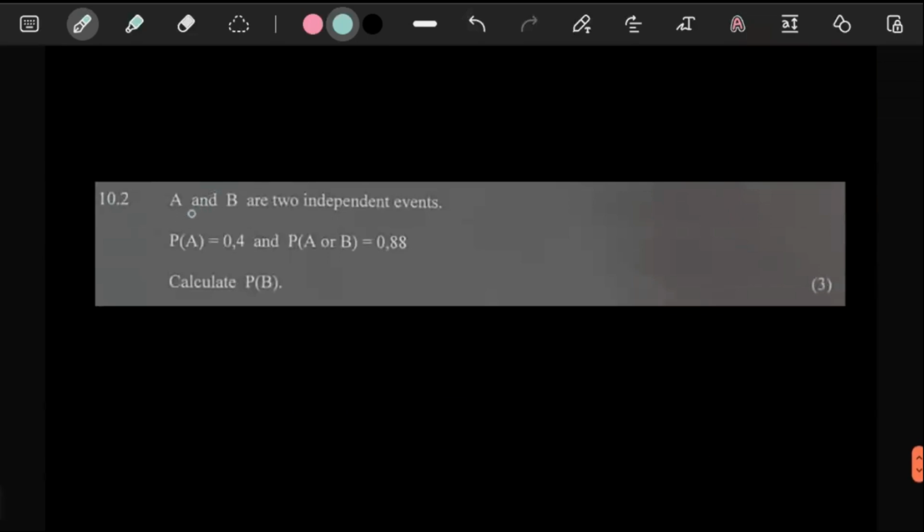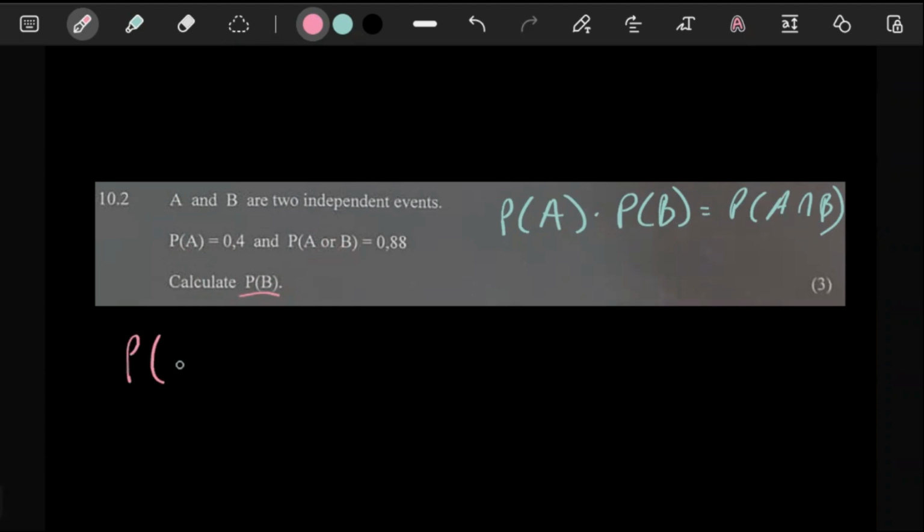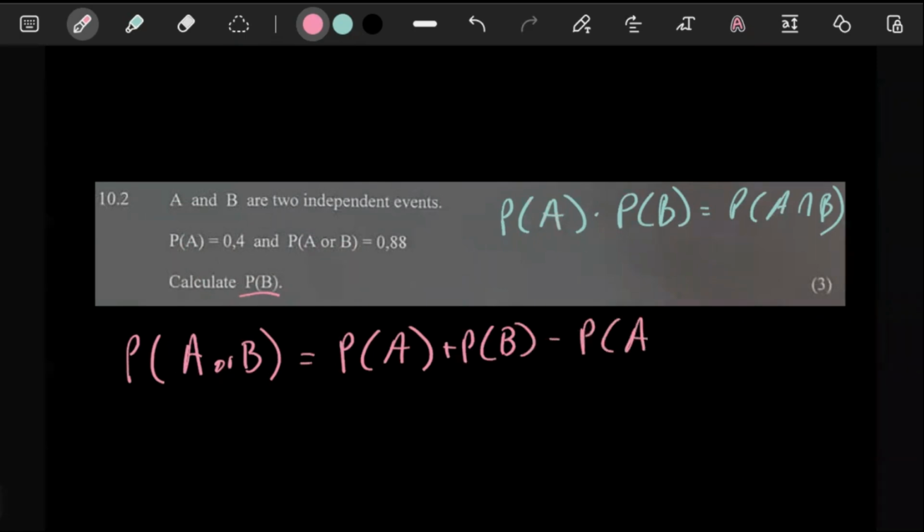This next question says A and B are 2 independent events. For independent events, remember the probability of A times the probability of B is equal to the probability of A and B. Now they say it here, probability of A is this much, probability of A or B is this much, calculate the probability of B. For this question, it looks like you can easily just use the addition rule of probability, because the addition rule says the probability of A or B is equal to the probability of A plus the probability of B minus the probability of A and B.